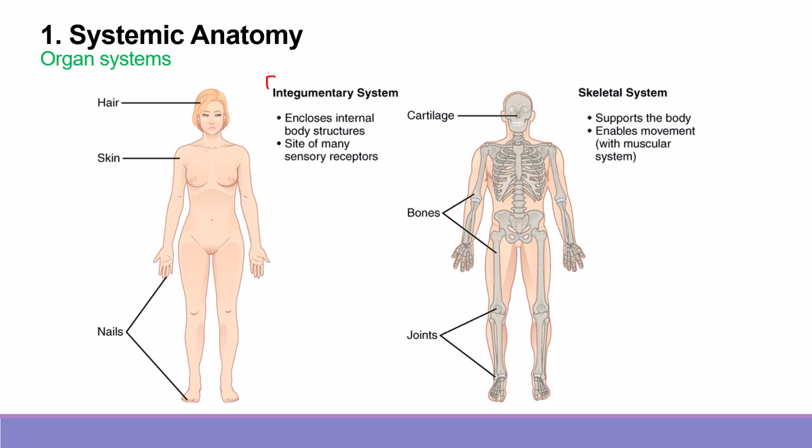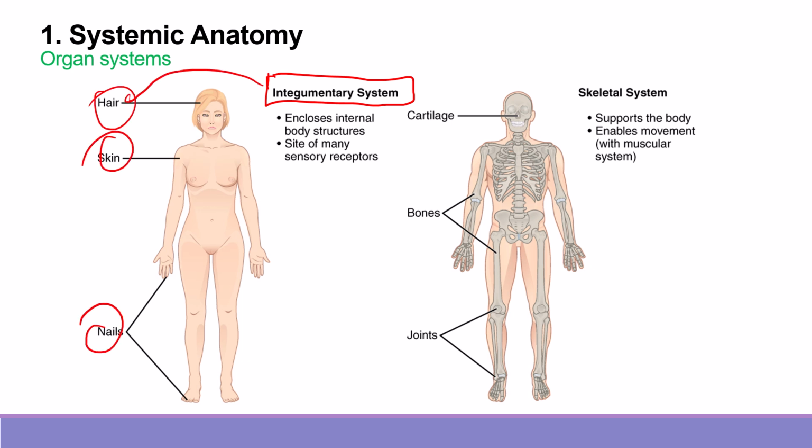So the integumentary system is the system that involves the hair, the skin, and the nails. And the main function of the integumentary system is to protect the internal organs from the outside environment, protect against temperatures, protect against bacteria or microorganisms. And then there are other functions of the skin that we're going to mention later.